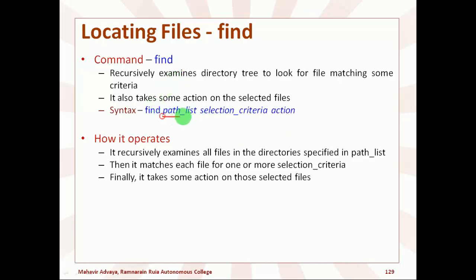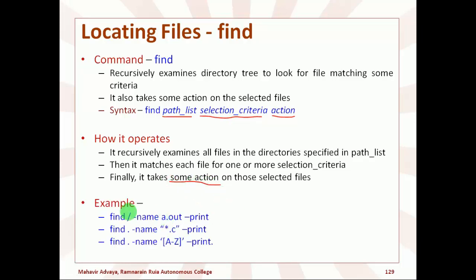So you have path list for providing the path, selection criteria for providing what you want to search for, and the action is basically what you want to do once you find the file. So this is some action that we take on those selected files. So this is some example.